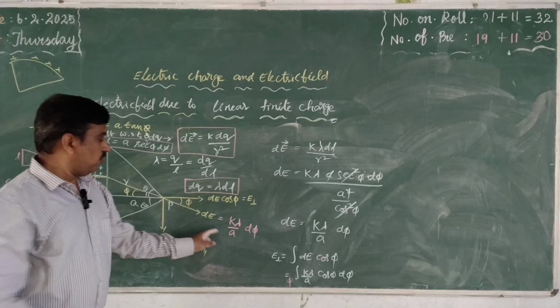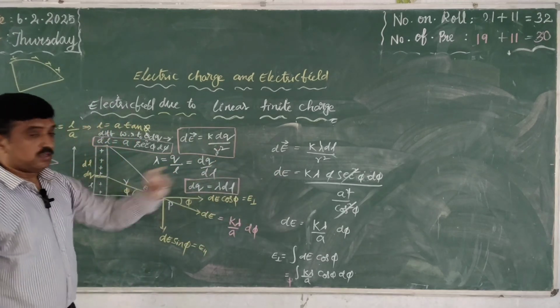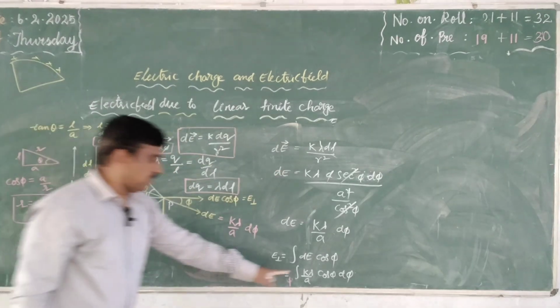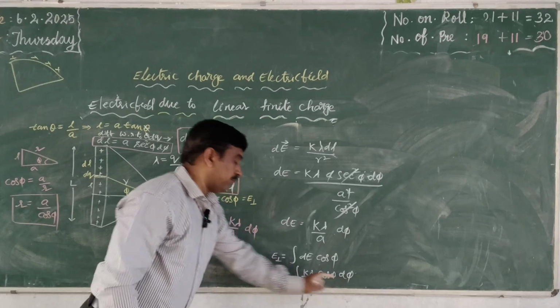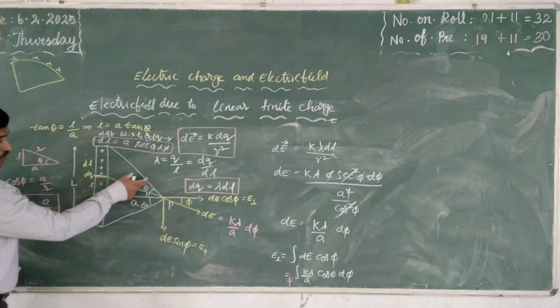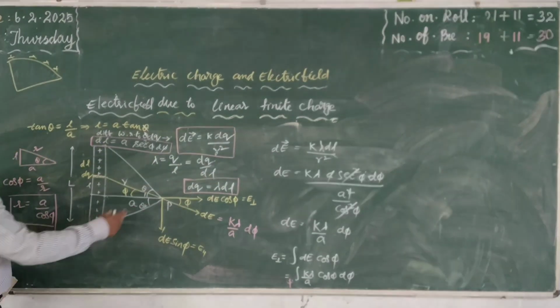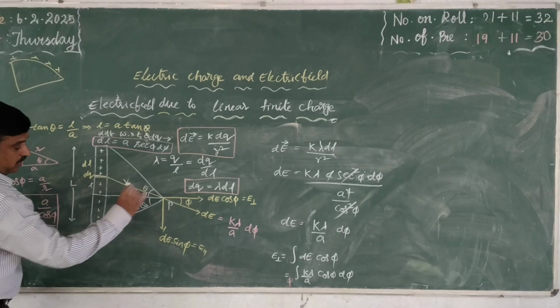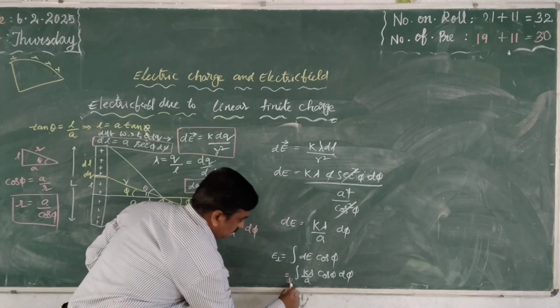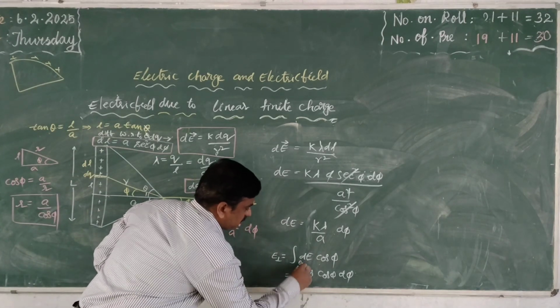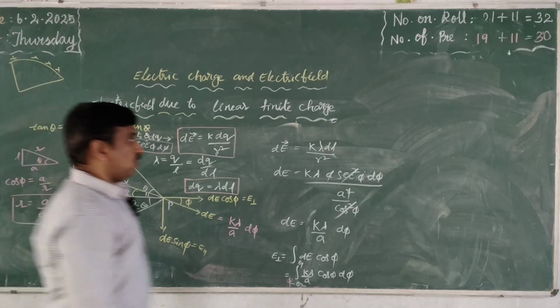Now we know how we get dE, so we simplify and write k lambda by a cos phi d phi. What is the interval now? The upper limit is theta 1, and the lower limit is minus theta 2, taking downwards as negative. So minus theta 2 to plus theta 1 is the interval. Now I write here.